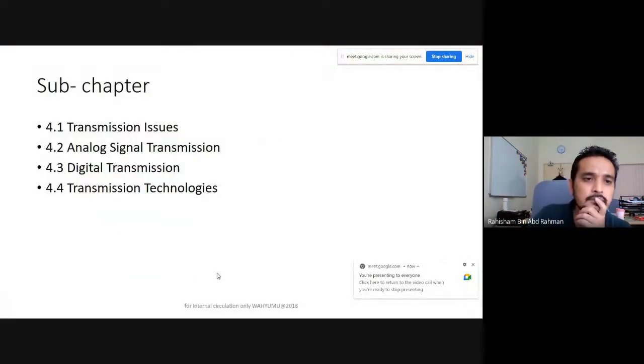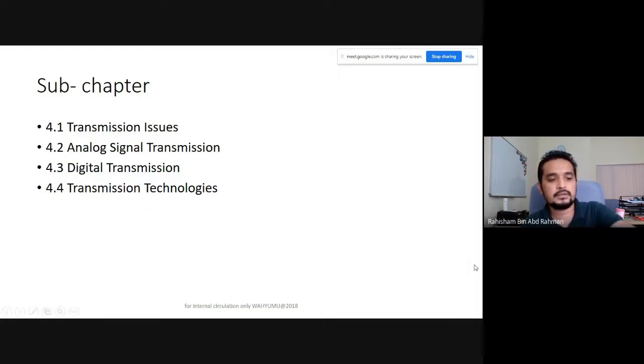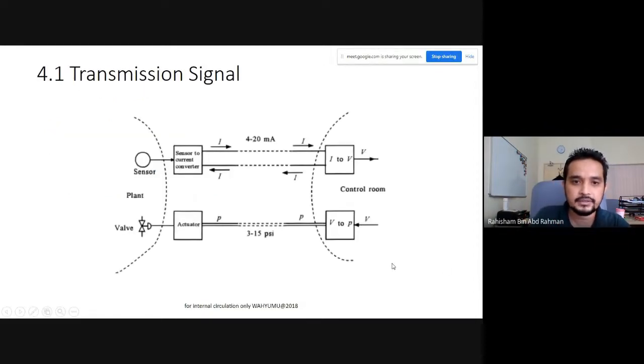In this chapter 4, we're going to look at some transmission issues, analog signal transmission, and then digital transmission signals, and lastly, the transmission technologies. We will look at them all in detail in the next few slides.